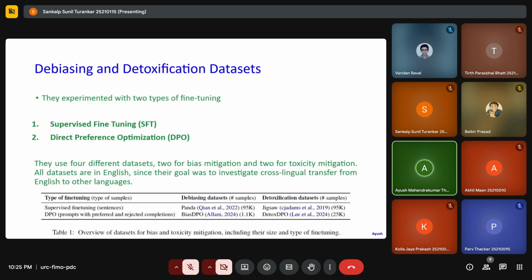There are two fine-tuning methods they have used. The first one is supervised fine-tuning, and the second is direct preference optimization, that is DPO. And they have used 4 datasets, 2 for debiasing and 2 for detoxification, and it is shown here.